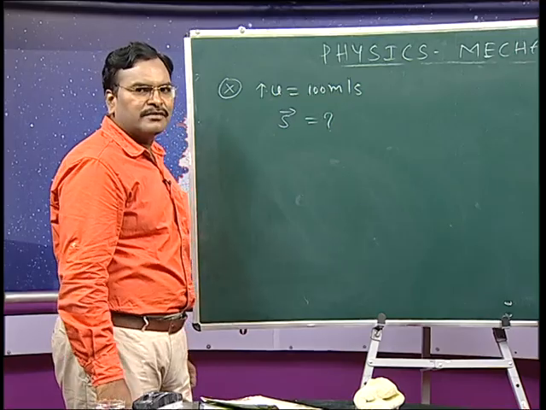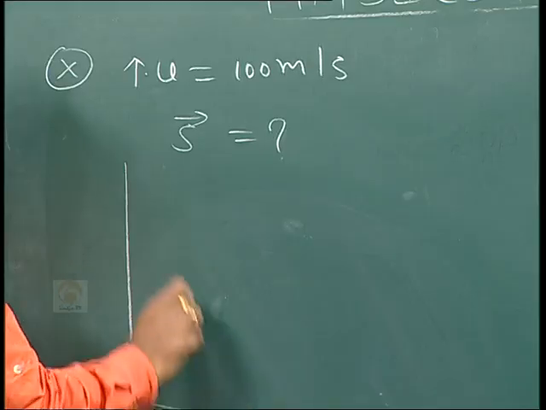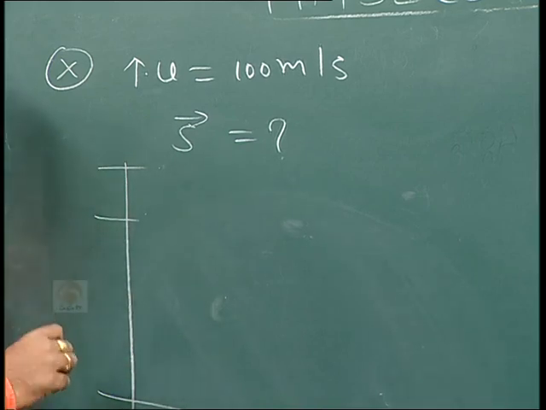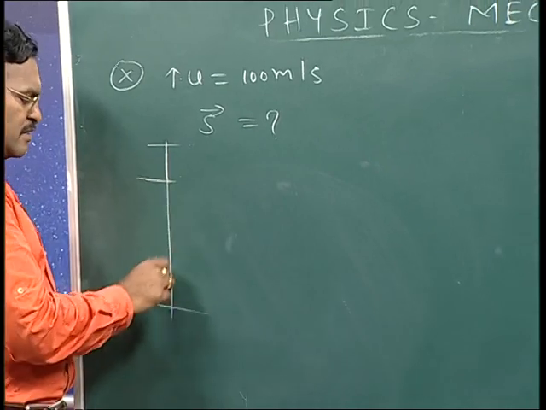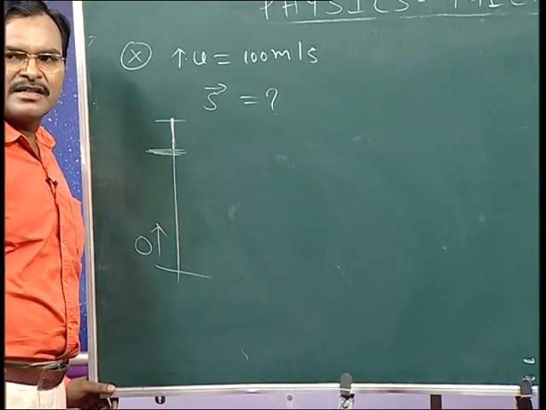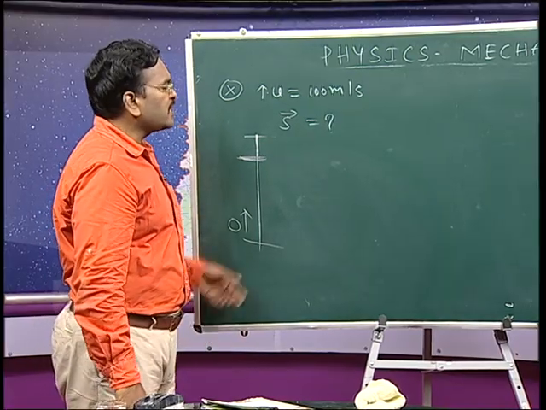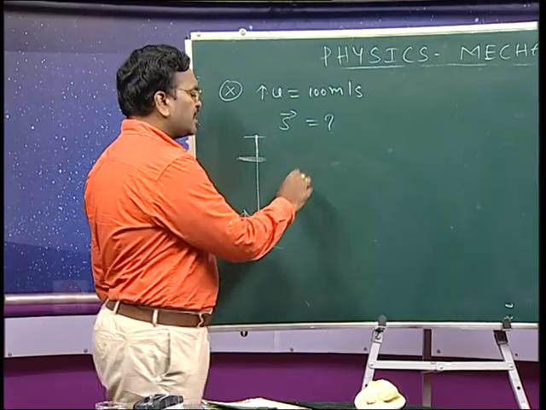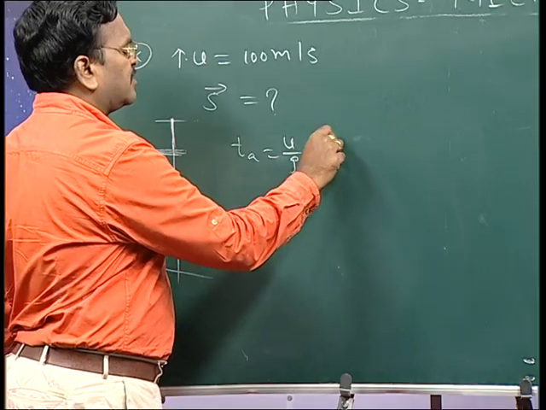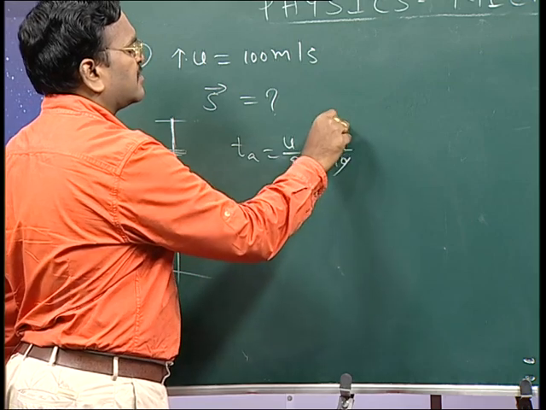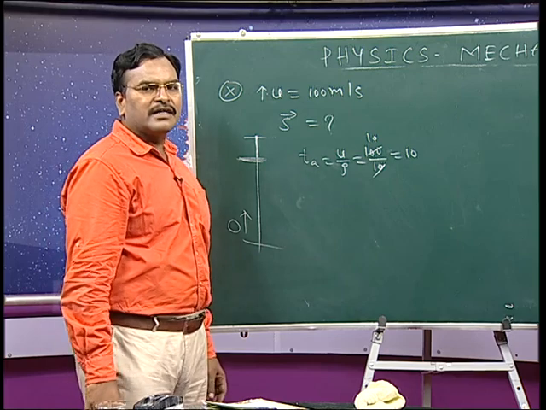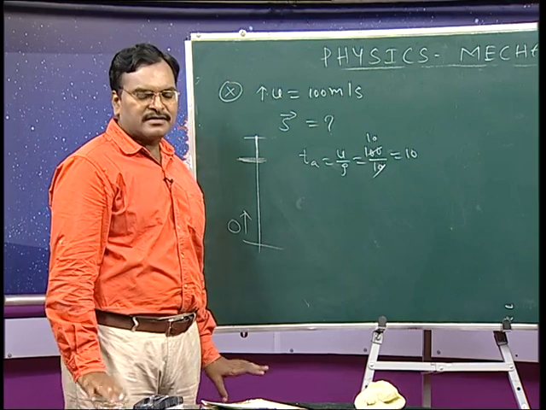How we calculate now? Find the displacement of a body in the last second of upward motion. Suppose this is the last second, body projected like this. Suppose 100 meter per second, time of ascent how much? U by g, 100 by 10, that is 10 seconds. So, what is the last second? 10th second. Now, we want to calculate displacement of a body in the 10th second.